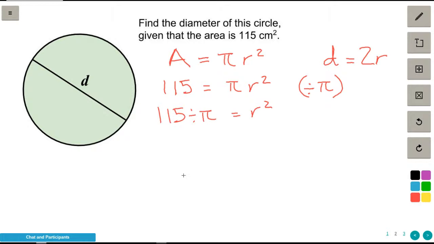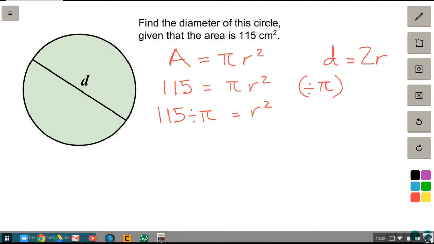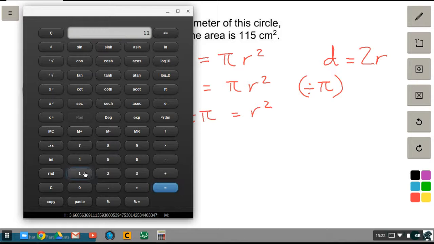Now we can do this on the calculator. 115 divided by pi equals that.